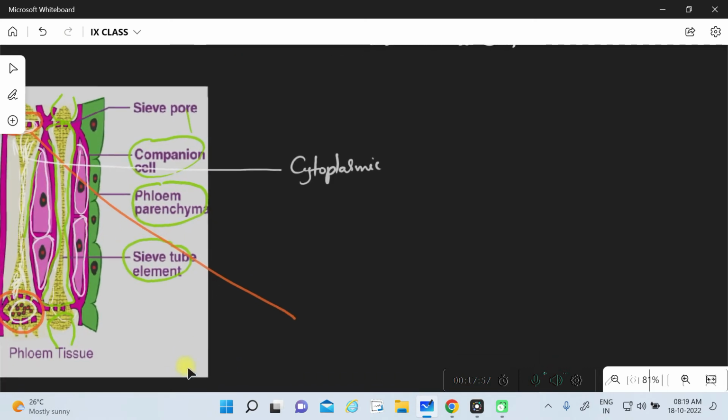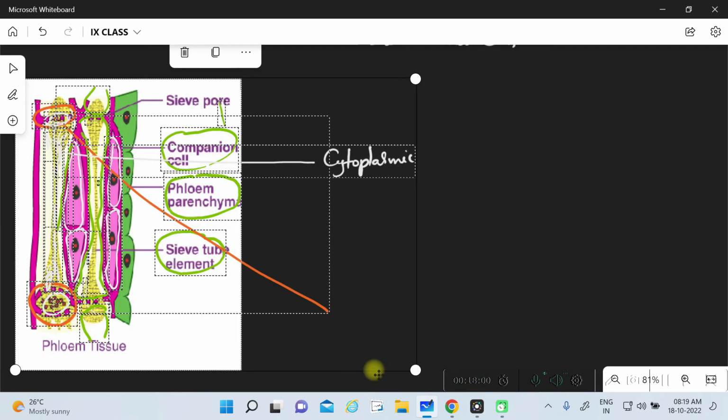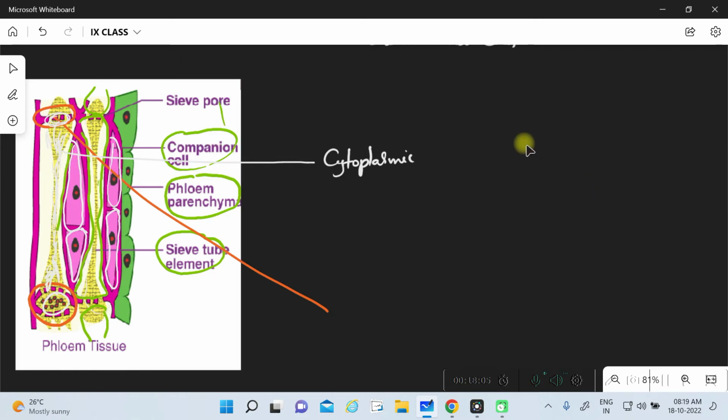Now coming to the role that the phloem plays. When we look into the structure of companion cells, they have dense cytoplasm. Not only that, they also have a prominent nucleus. Their nucleus is located at the center and it is prominent.